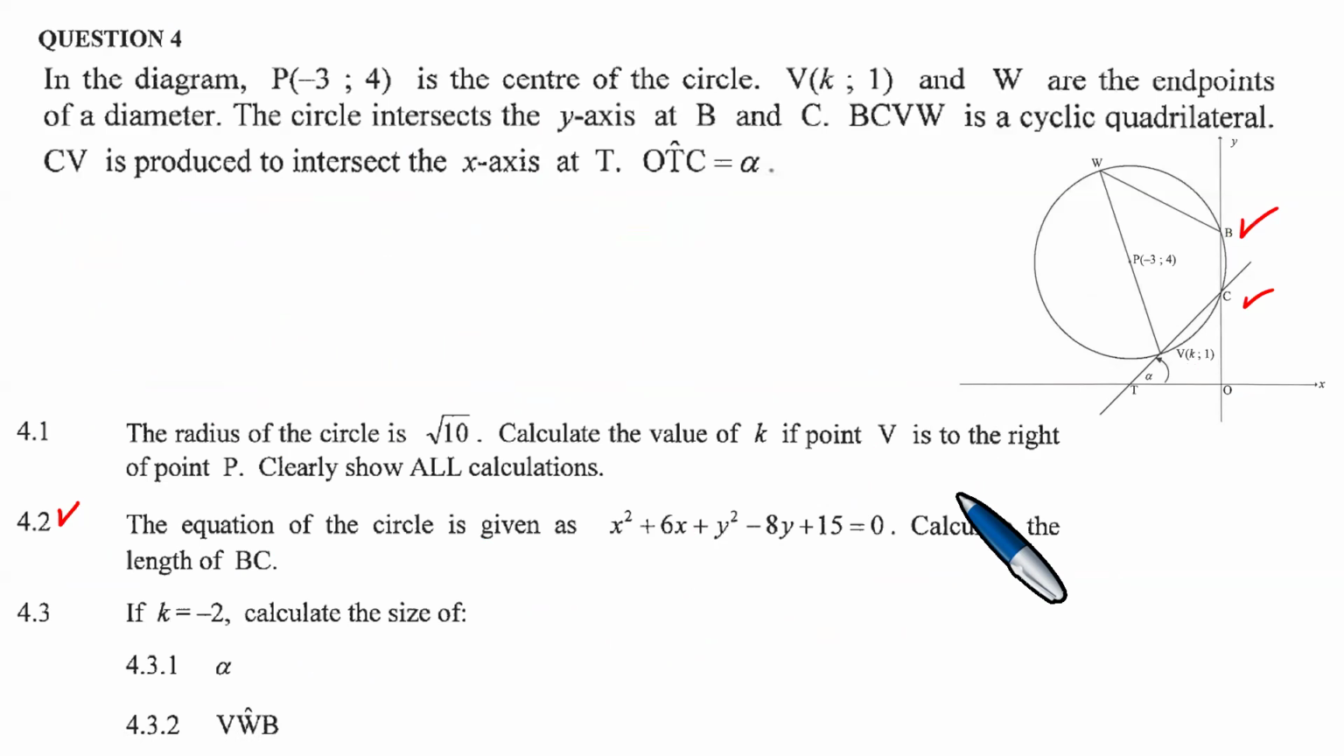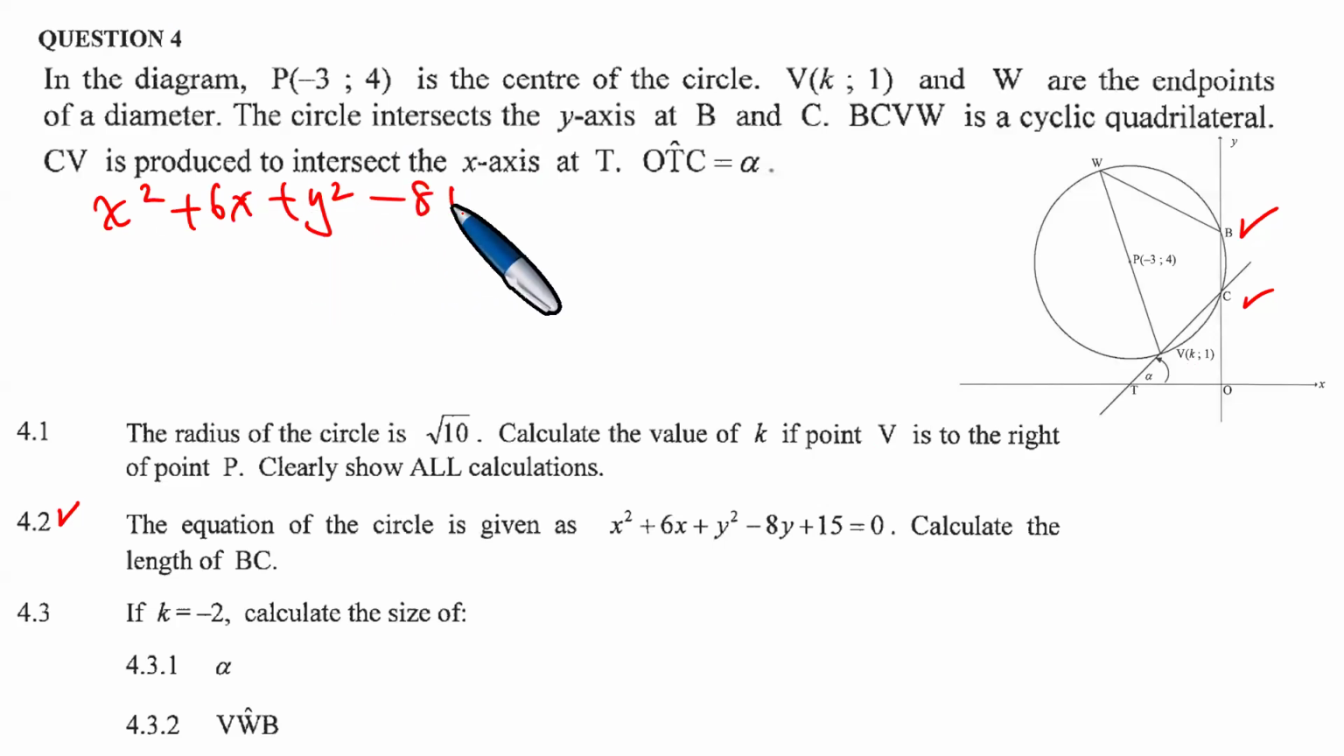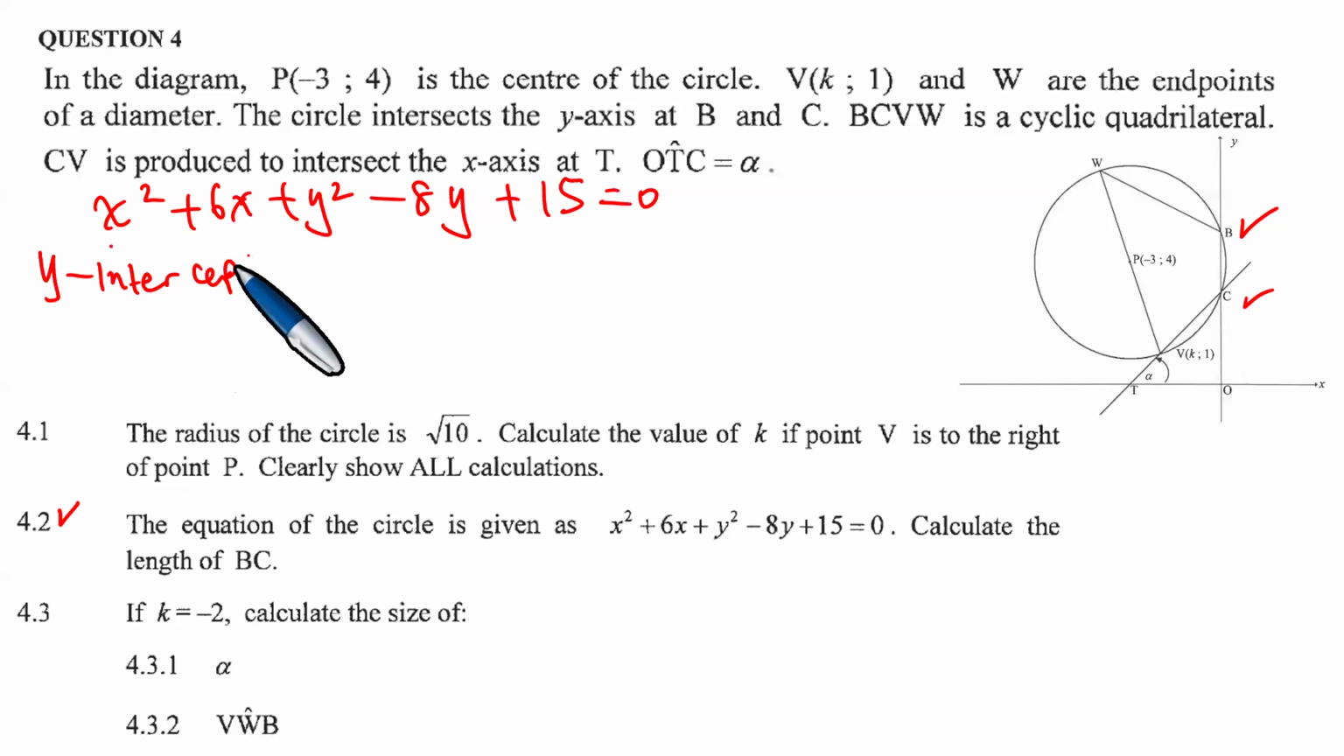We take note of a couple of things, but most importantly, we write the equation x squared plus 6x plus y squared minus 8y plus 15 equals 0. And you want to find the length of BC, and this BC here is on the y-axis. So these 2 points are like y-intercepts. So you want to find the y-intercept of a circle. How do you find the y-intercept of a circle?